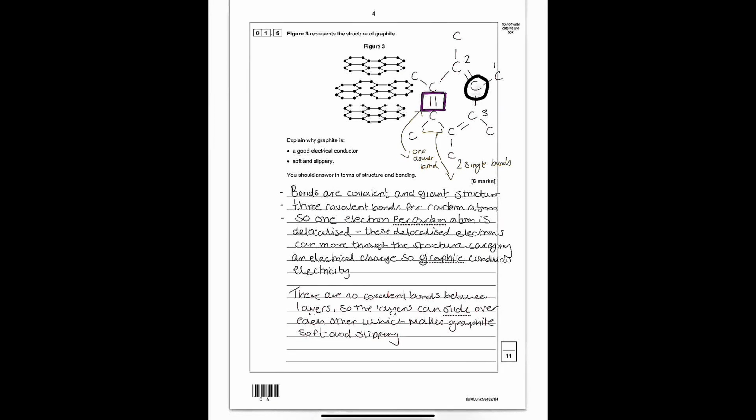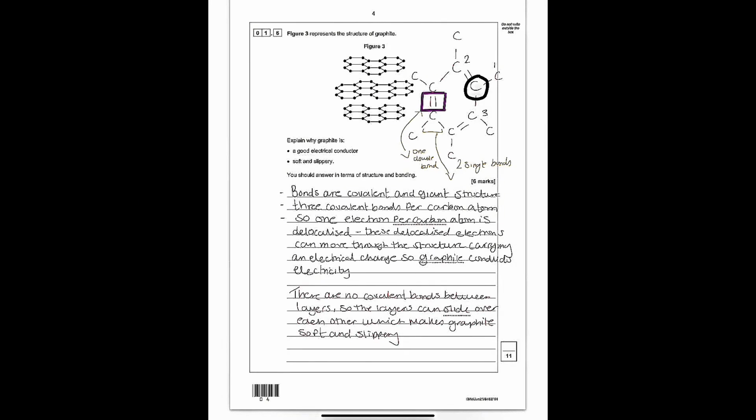Hello everyone, I'm going to go through an exam question to do with allotropes of carbon, and we're going to look at one in particular, which is going to be graphite, which is a 6-mark question. Figure 3 represents the structure of graphite. Explain why graphite is a good electrical conductor and soft and slippery. You should answer in terms of structure and bonding.